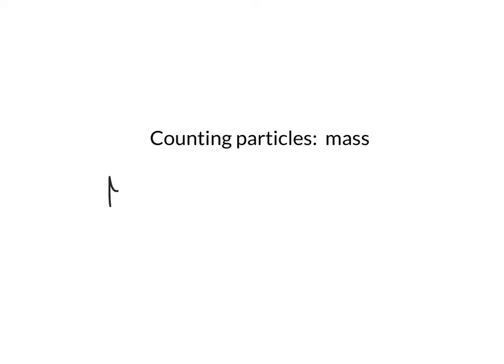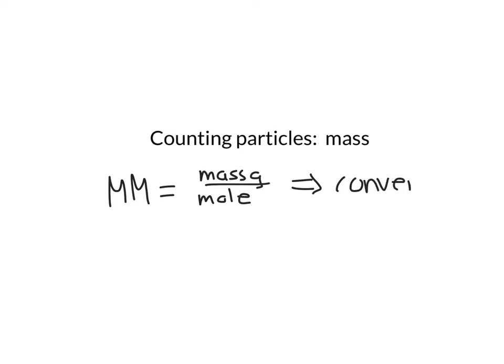Since the molar mass of a substance is the mass in grams for 1 mole of the substance, the molar mass can be used as a conversion factor between the mass of a substance and the number of moles. This allows us to use the mass of the substance to figure out the number of moles that we have in a given mass that we've measured.